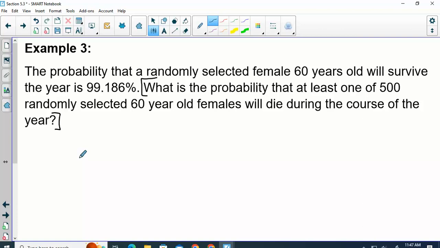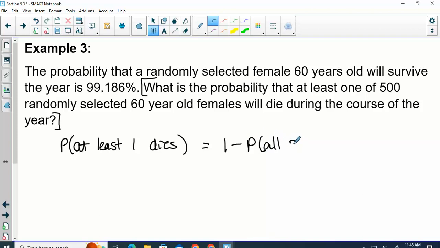1 minus 0.99 or 0.99186. Very close. The probability that at least 1 dies. Isn't that the opposite of everybody surviving? So we could just do 1 minus the probability they all survive.